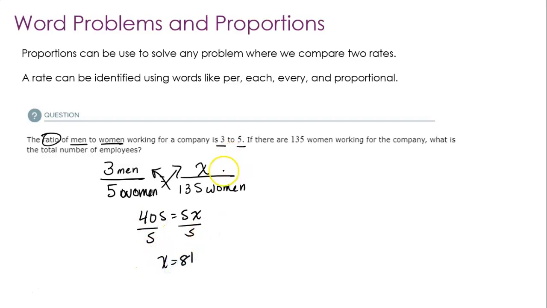Now you want to be careful here. If you've done your labels correctly, that is 81 men. Remember, it was men on top of the fraction? But this question says, what is the total number of employees? Well, there are 81 men plus 135 women for a total of 216 employees.